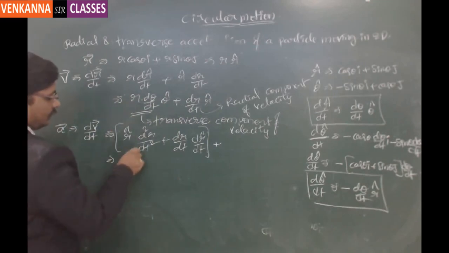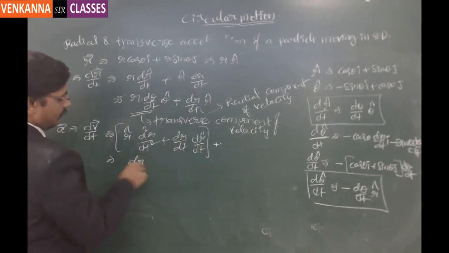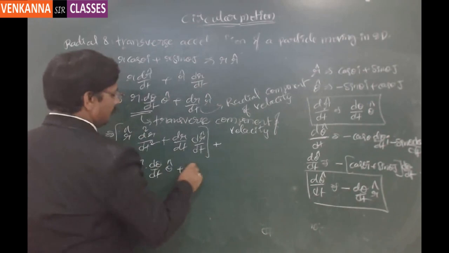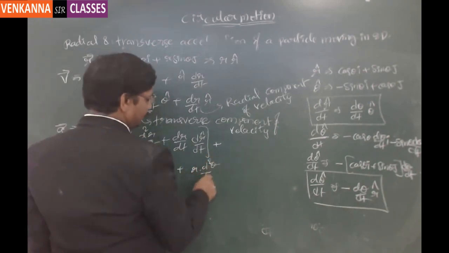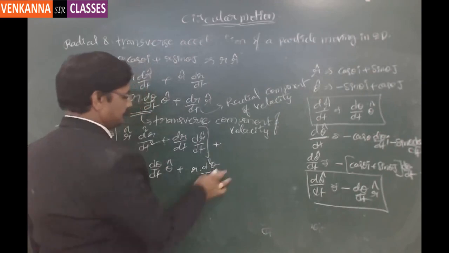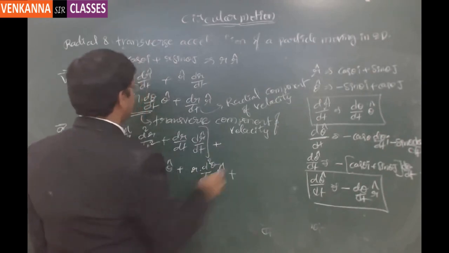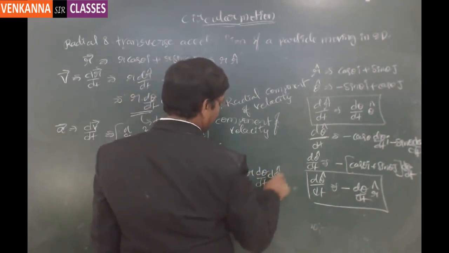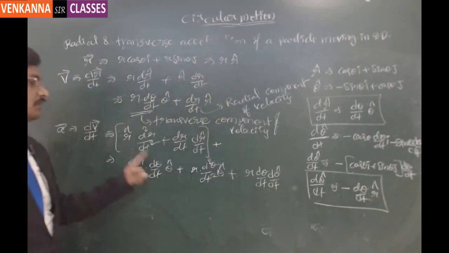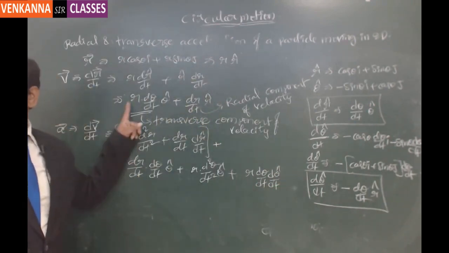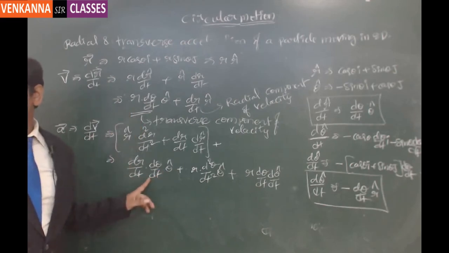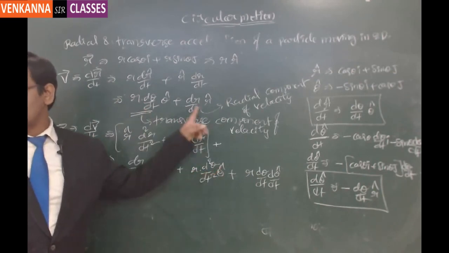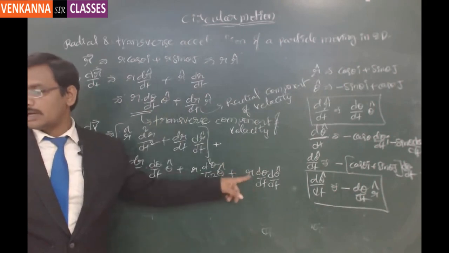Now dr by dt into d theta by dt into theta cap, plus r into d square theta by dt square into theta cap, plus r into d theta by dt into d theta cap by dt. So the derivative actually sequentially goes one after the other. For r it was the derivative, rest of the things no change. Here the second part is the derivative, rest of the things no change. And the third one is the derivative of theta cap and rest of the values don't change.